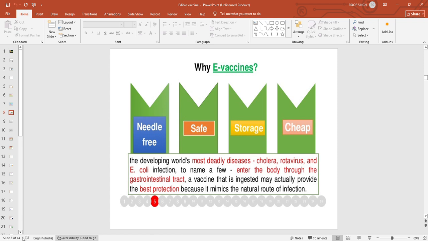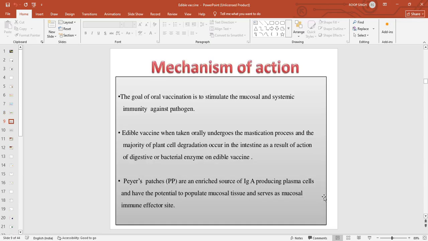So this is the same thing. The developing world's most deadly diseases, cholera, rotavirus, and E. coli infection, to name a few, enter the body through the gastrointestinal tract. A vaccine that is ingested may actually provide the best protection, because it mimics the natural route of infection. So that's why edible vaccine may work much better in these diseases.